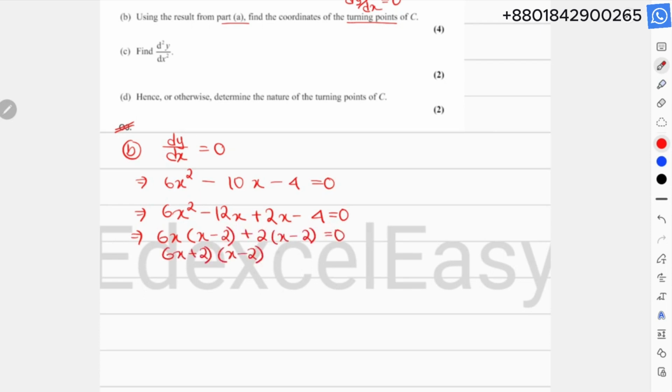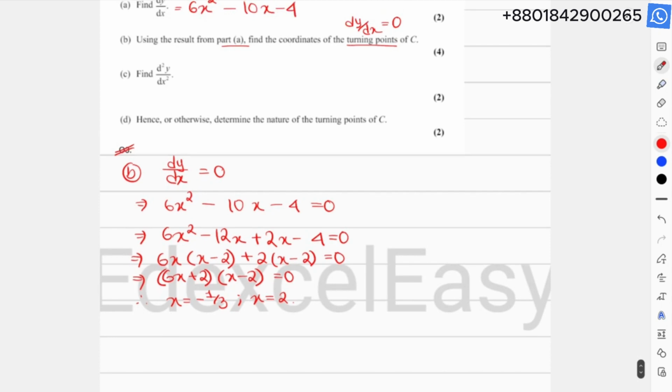0, 6x plus 2 and x minus 2, 0. That means from the first part we're going to get minus 1 by 3, and from the second part we're going to get 2. Okay, so minus 1 by 3 and 2, these are the values for x. After this, we kind of need to find out the coordinates, right?